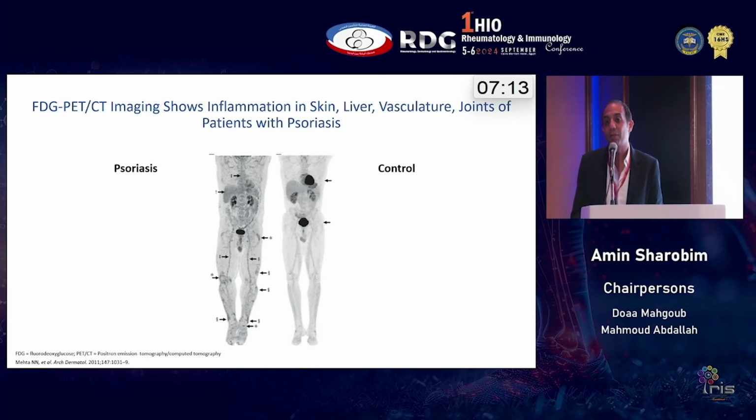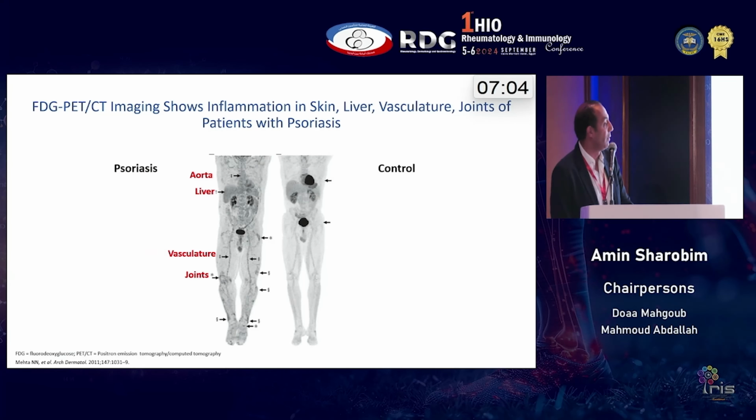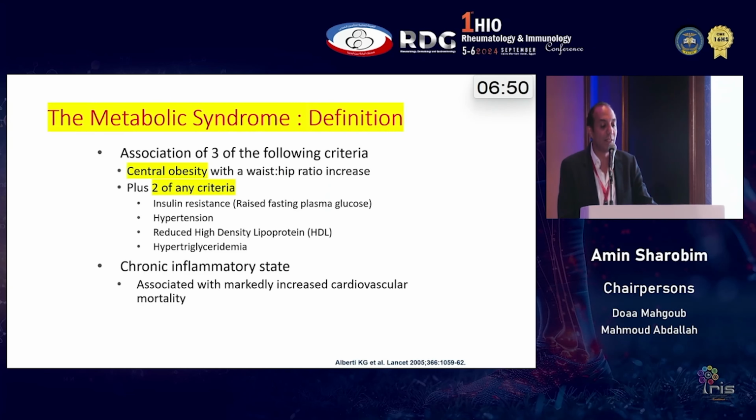Now, this is a very famous picture from a PET scan MRI of this patient. We can see that the psoriatic patient has a lot of inflammation in all the systems of the body, especially the endothelial system, the liver, the vasculature, and the joints, and that means that these patients have more comorbidities than normal patients.